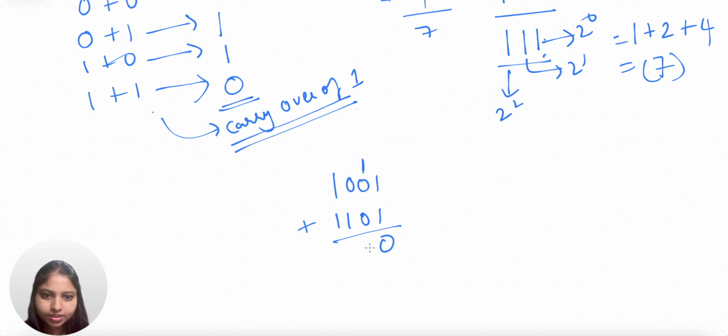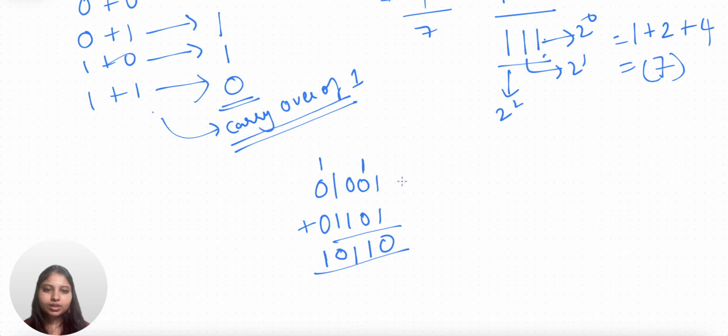So 1 plus 0 is basically 1. 0 plus 1 is yet again 1. And then 1 plus 1 is going to be a 0 and a carryover of 1. Got it? So this is its equivalent value.